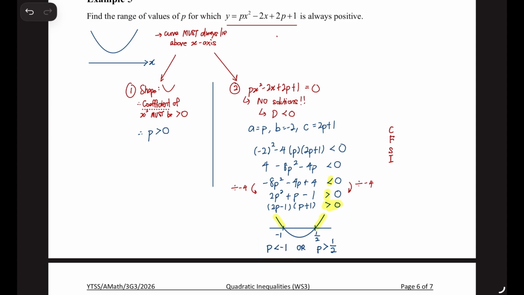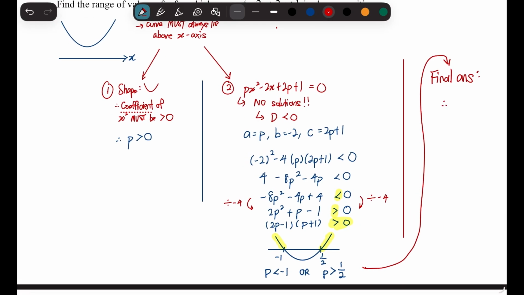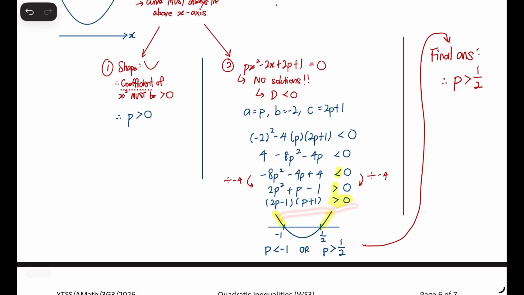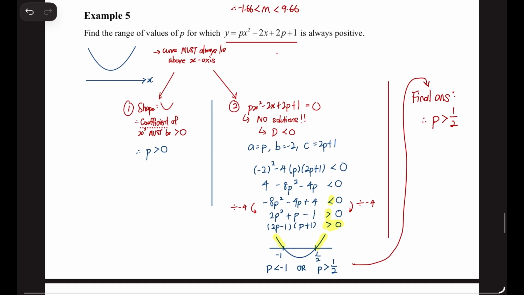So therefore, the final answer to this question. Let me just write out the side. If I combine these two inequalities together, p must be strictly greater than half. Even though this inequality gives me two solutions over here, I have one more condition whereby the shape of the graph must be positive, therefore p must also be positive. Therefore, this p less than negative 1 will not work. I must have only one range of values, which is p is more than half. And this is the solution to example number 5.